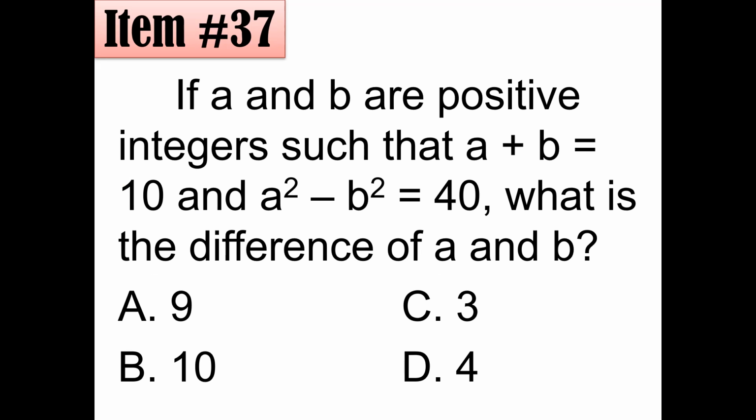37. If A and B are positive integers such that A plus B equals 10 and A squared minus B squared equals 40, what is the difference of A and B? Is it 9, 10, 3, or 4? What do you think?